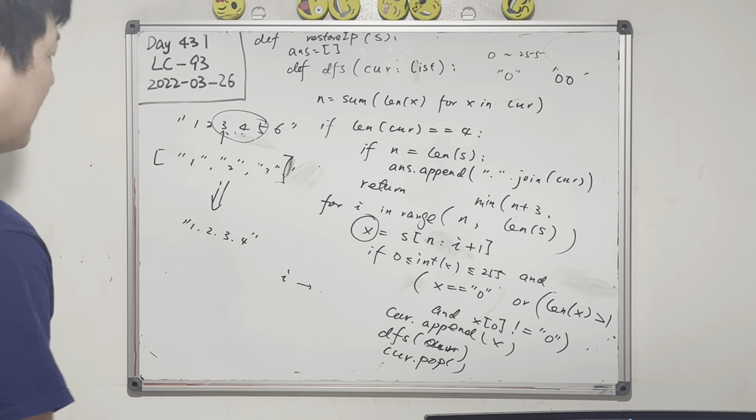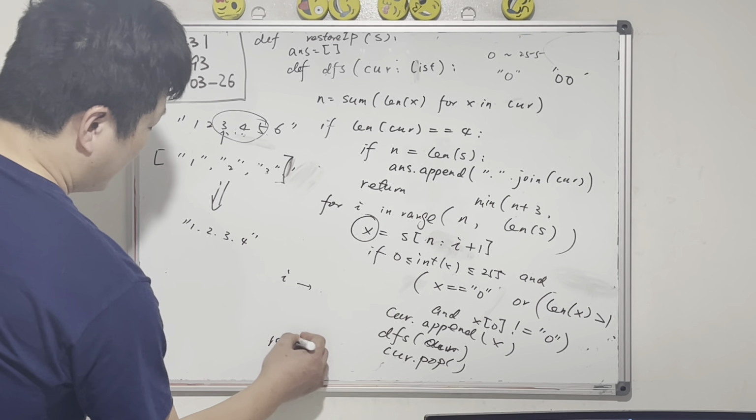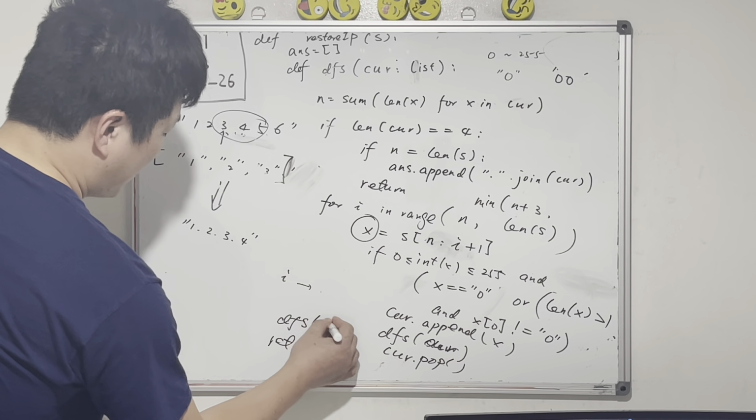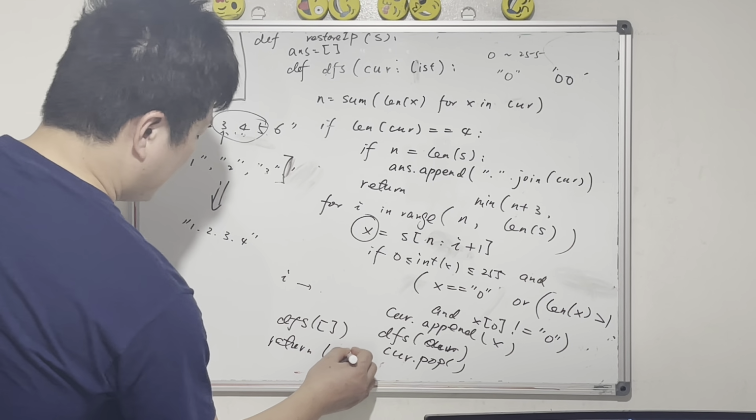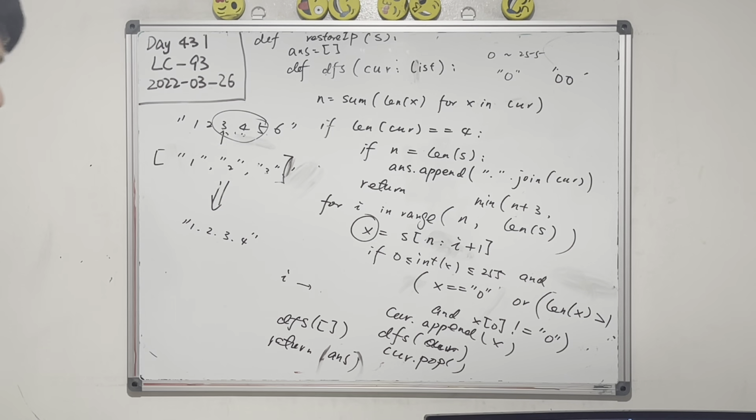Okay, and then now we just return depth first search. We give it an empty list and then return answer. Okay, return answer.